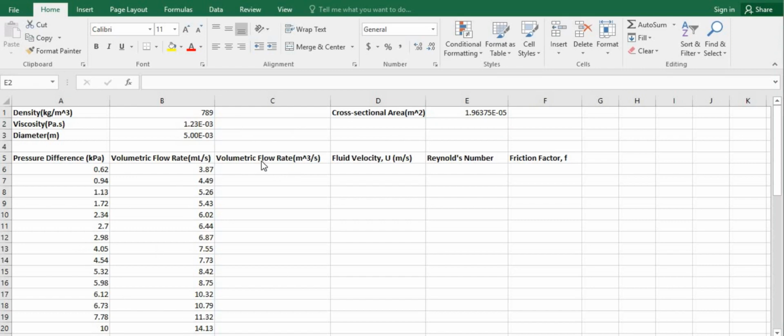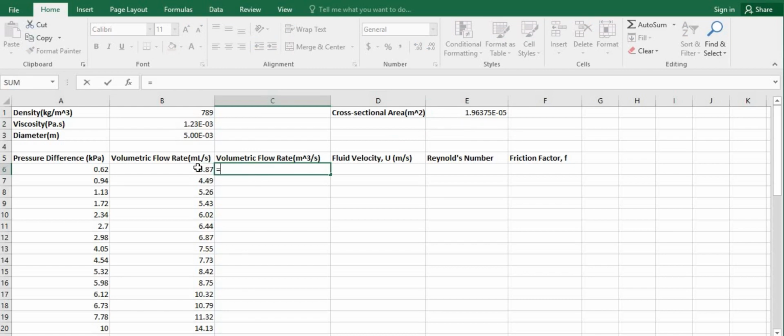The volumetric flow rate in meter cube per second can be gotten by converting this milliliter to meter cube. 1 liter is equivalent to 1 times 10 raised to the power of minus 3 meter cube. So a milliliter, which is 1 times 10 raised to the power of minus 3 liter, is the same as 1 times 10 raised to the power of minus 6 meter cube. So to convert each of these to meter cube per second, we'll just relate them by saying equal to.